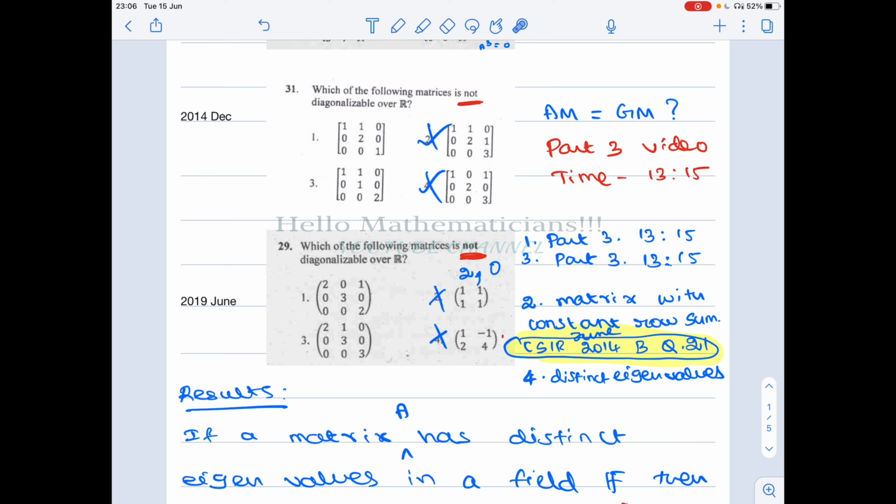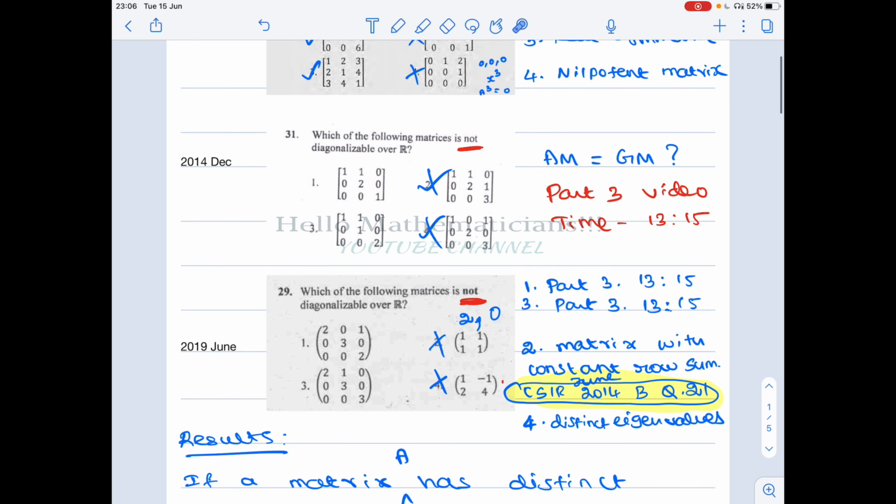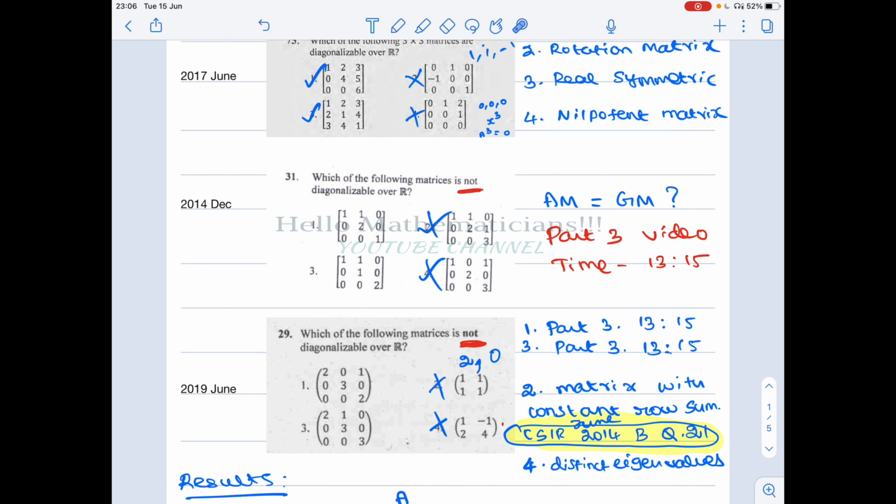So I hope you understand how to apply our results in solving these problems. If you have any doubts, please let me know in the comments. Please do this calculation and tell me in the comments which one of them is diagonalizable and which one is not. I'll be very happy to know.